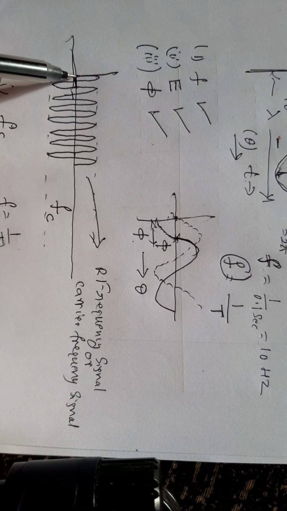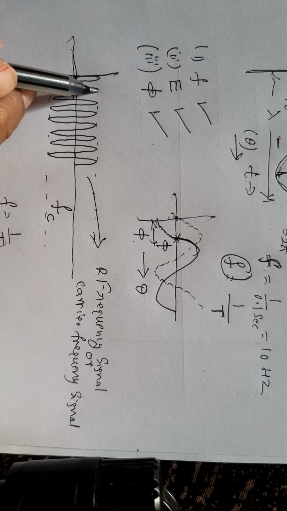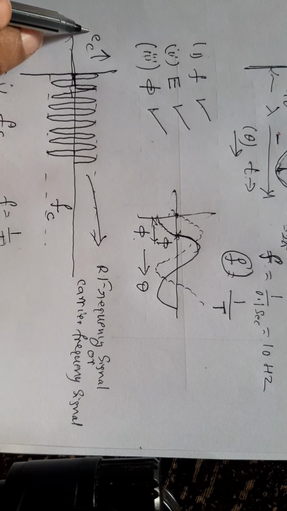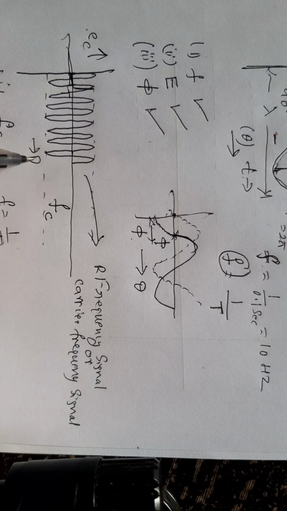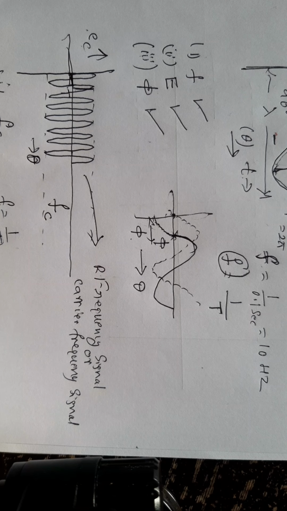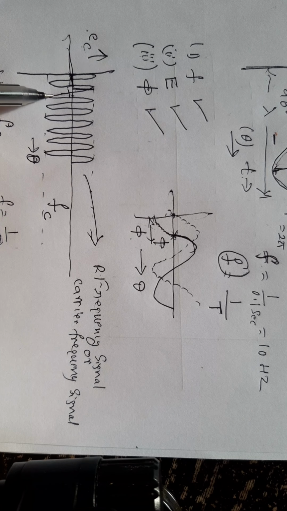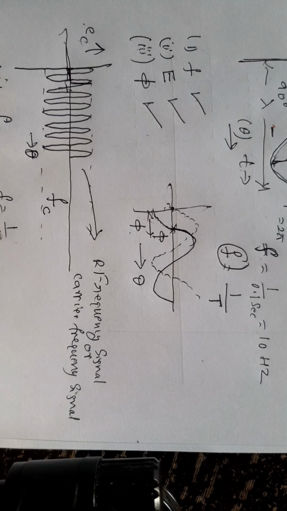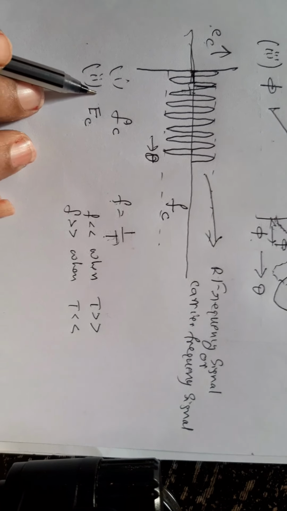Another one, the maximum height of this voltage, the carrier voltage, I will represent this as EC, carrier voltage along the y-axis, and angle along the x-axis. The maximum height, either on the positive side or negative side, is called amplitude. I will represent this as E suffix C, carrier amplitude.